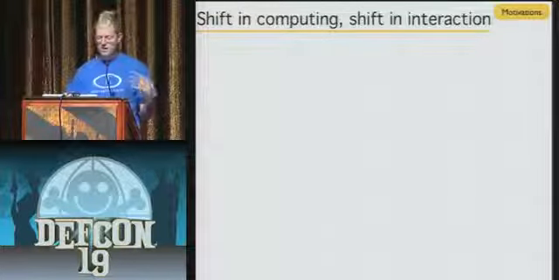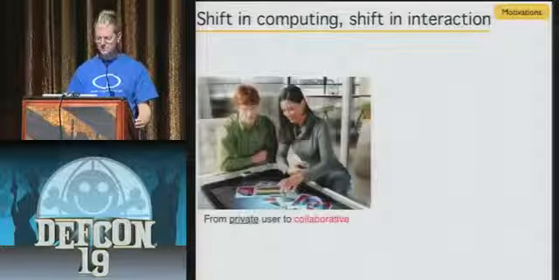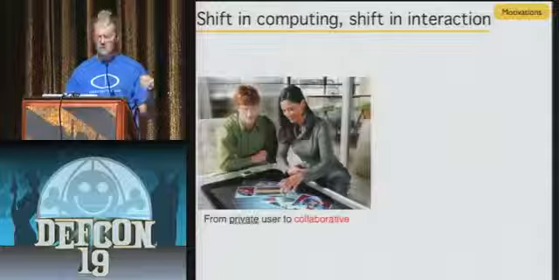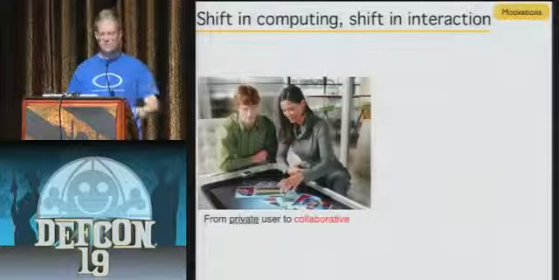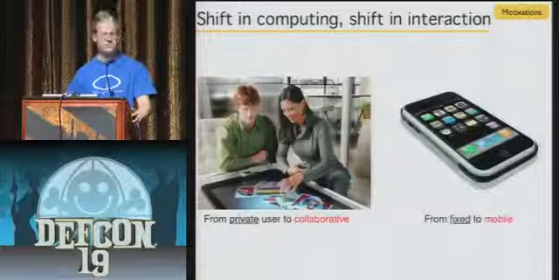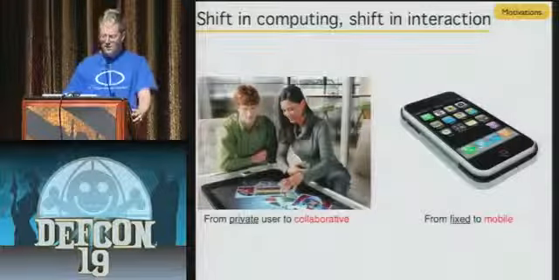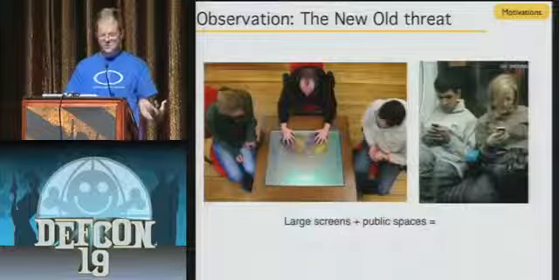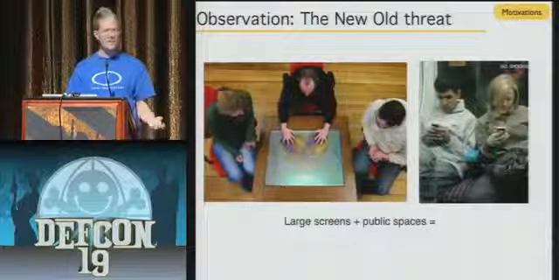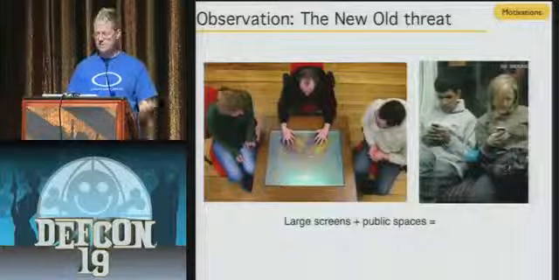But what about unlocking these new interactive devices that we have? There's been a shift in the way that we compute over the last 40 years, from private use to public collaborative interfaces like surfaces, and to mobile devices. And we still need to log into them. So we've got large screens, we've got public spaces, so shoulder surfing is as useful, if not more so, for pin theft than it ever was.